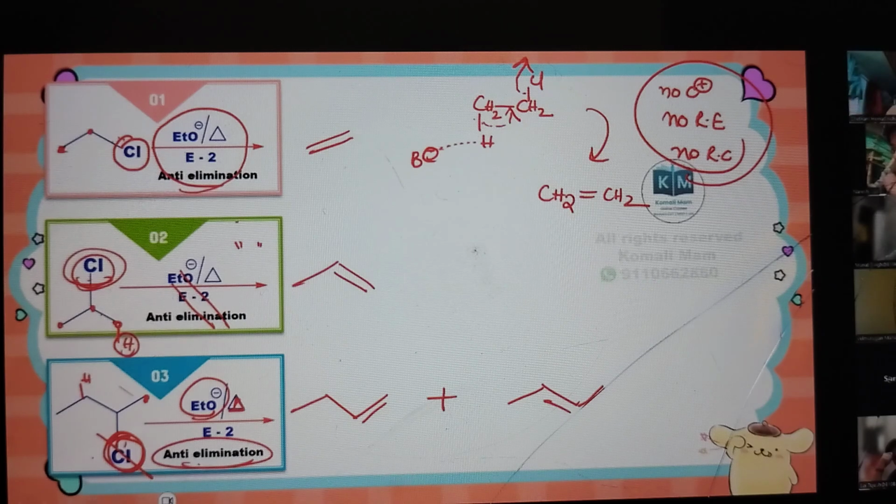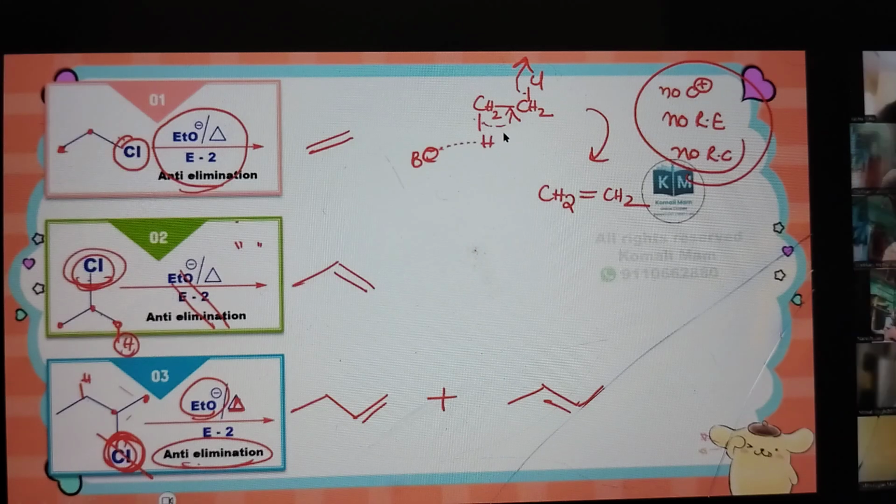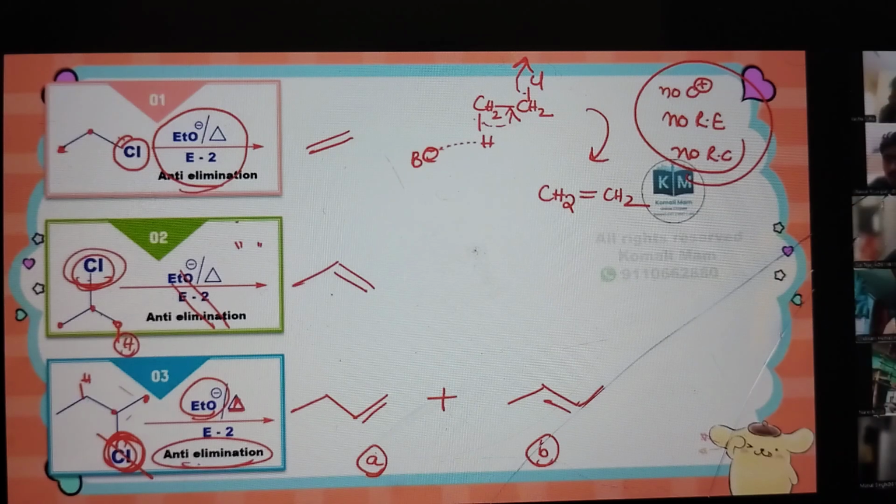But in this case, what's happening? This chlorine-connected carbon has one side 3 hydrogens, one side 2 hydrogens. Out of these 2 products, who will say which is major according to Saytzeff? What is Saytzeff's rule? Last class I told you. Which is major, which is minor, I want. This is A, this is B. Can you try? Put in the chat.